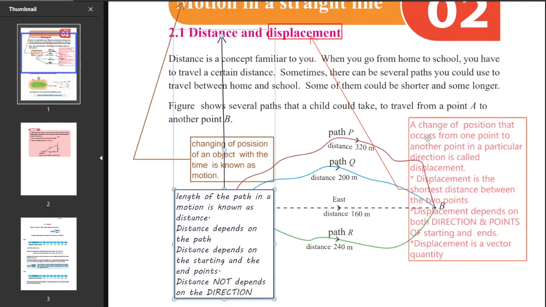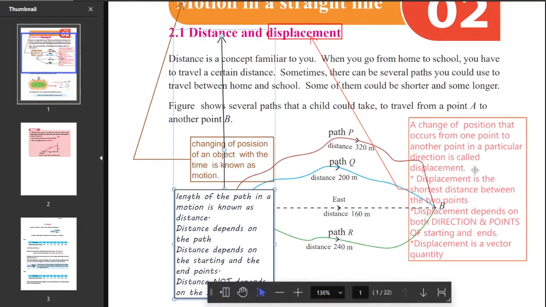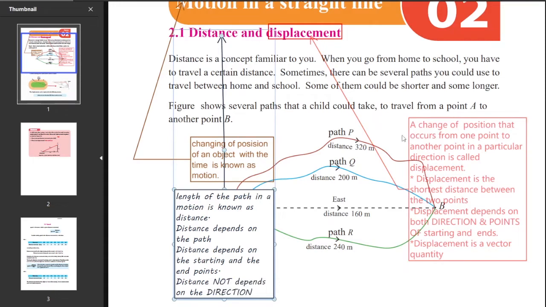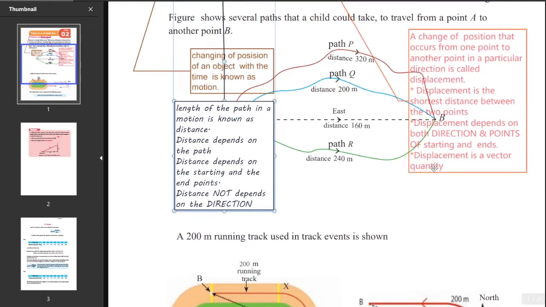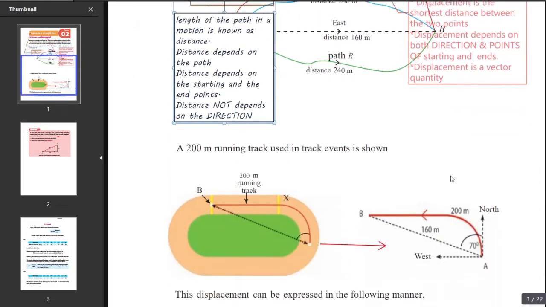Okay. Next, displacement. The change of position that occurs from one point to another point in a particular direction is called displacement. Displacement is the shortest distance between two points. Displacement depends on both direction and the starting and end points. Displacement is a vector quantity because when expressing distance, we do not consider direction, but when expressing displacement, we have to mention the direction. So displacement has both magnitude and direction. Quantities like this are known as vector quantities. So displacement is also a vector quantity.